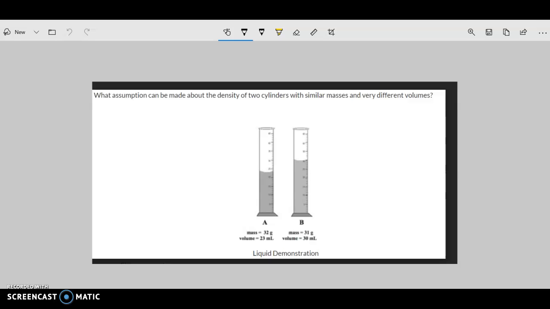Okay, so for this problem, it says, what assumption can be made about the density of two cylinders with similar masses but very different volumes? I want you to first notice that at the bottom, they give you the mass for both liquids, and they also already give you the volume for both liquids. So you don't need to find out any extra information other than the density.